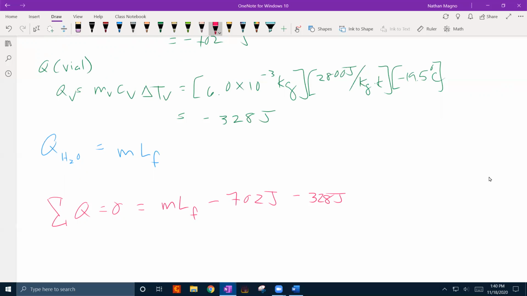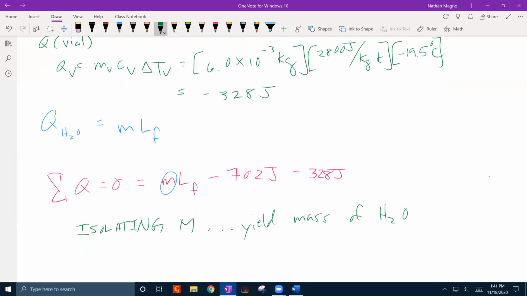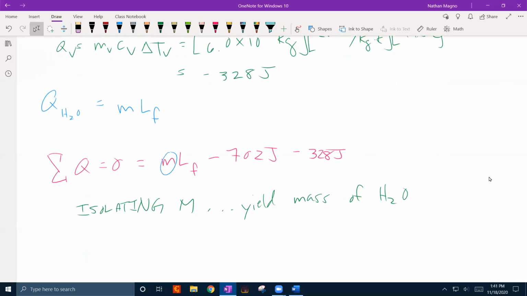Okay. And then I'll put a side note here. So when you isolate m, this yields the mass of H2O. And we're talking about this m here. And I'm confident in everybody's algebraic abilities. I'll just write down the answer and you could practice in your free time.